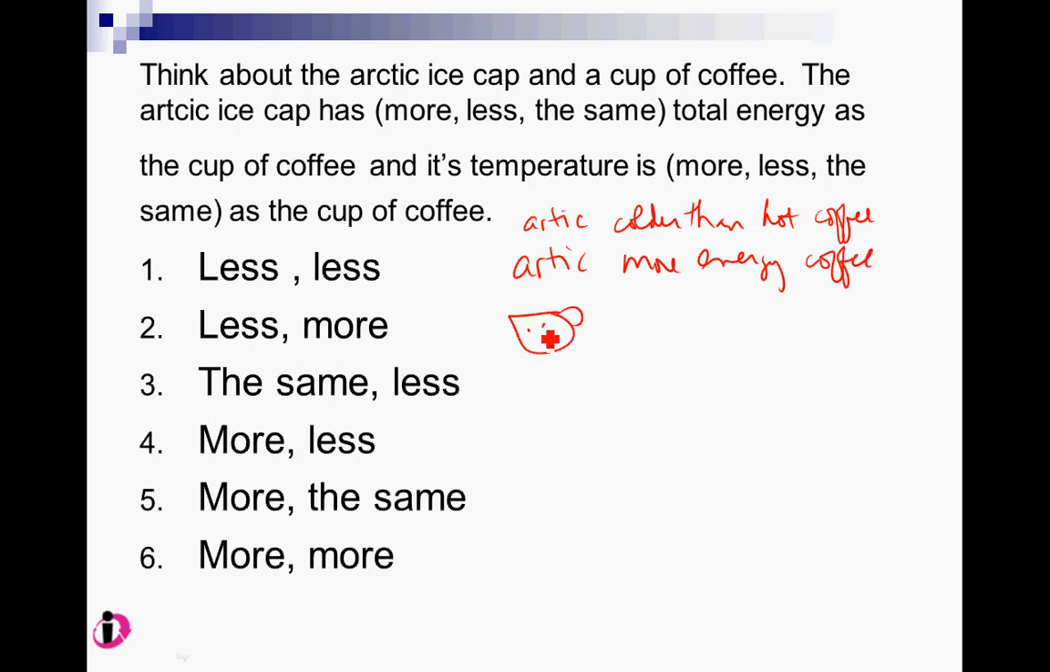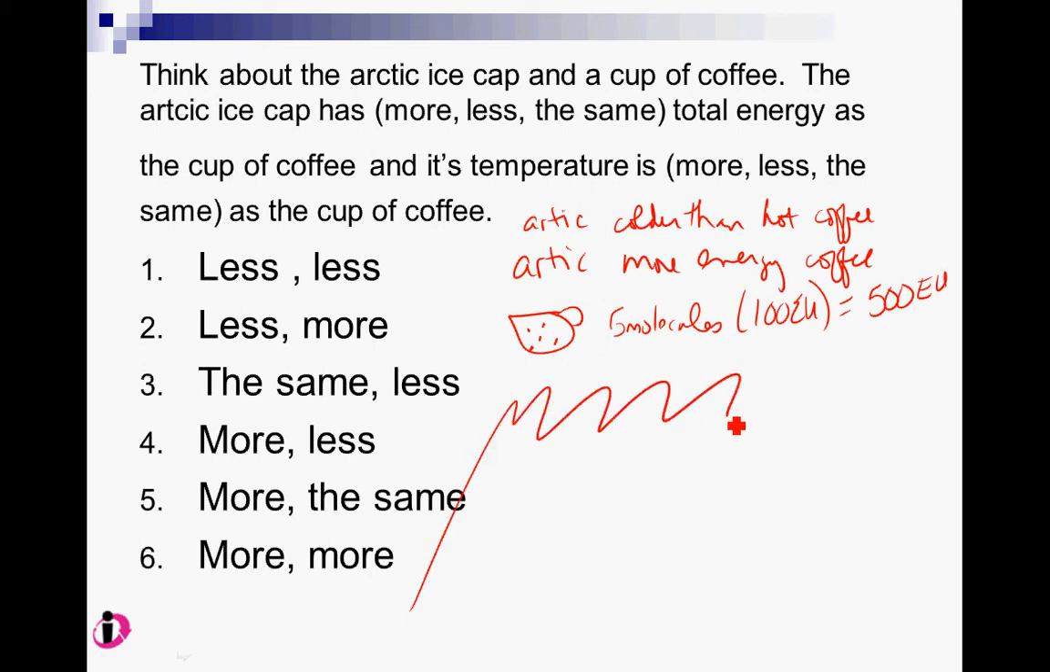Here's my cup of coffee. I've got 5 molecules of coffee, so there they are, 5 molecules. But they're really hot, so they've got 100 energy units for every molecule. So that's 500 energy units. Really hot coffee, so lots of energy per molecule.